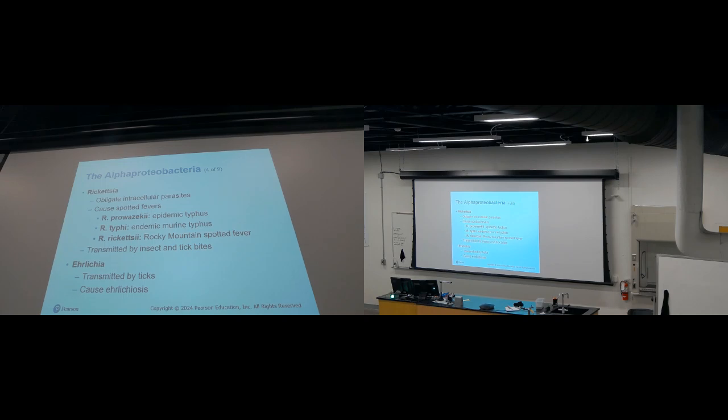Members of alpha proteobacteria that are medically important: we have Rickettsias. Rickettsias are obligate intracellular parasites, so they need to live inside the cells. We have three important members that cause spotted fevers. Rickettsia prowazekii causes epidemic typhus, Rickettsia typhi causes endemic murine typhus, and Rickettsia rickettsii causes Rocky Mountain spotted fever. These are transmitted by insect bites or tick bites.